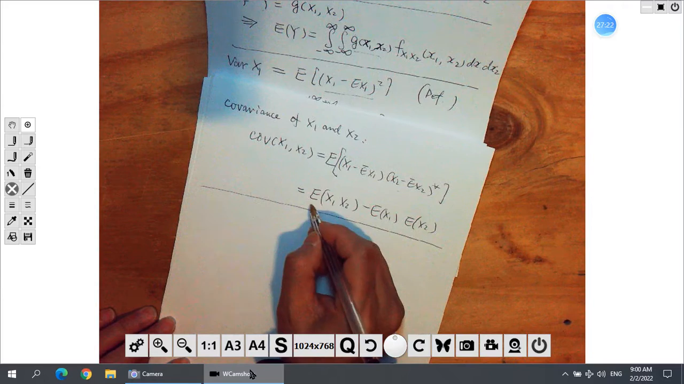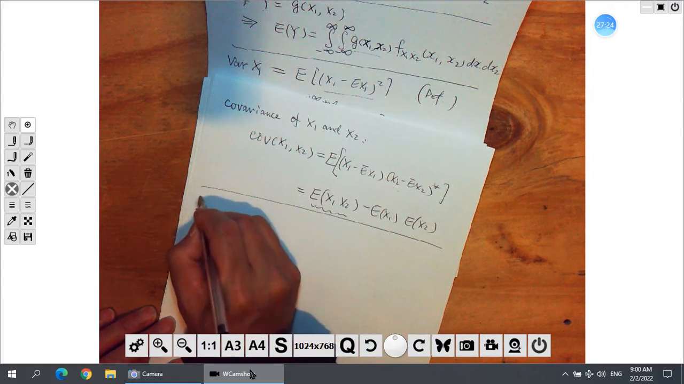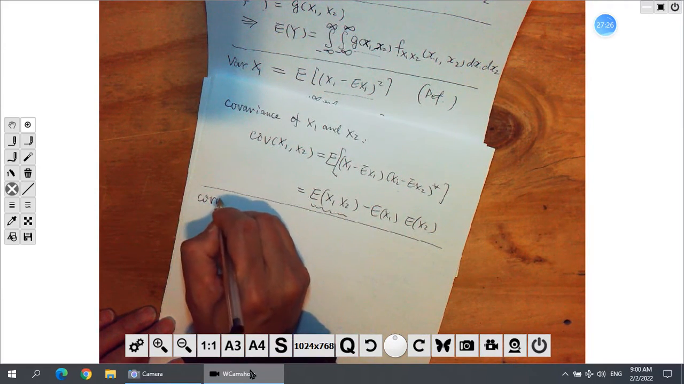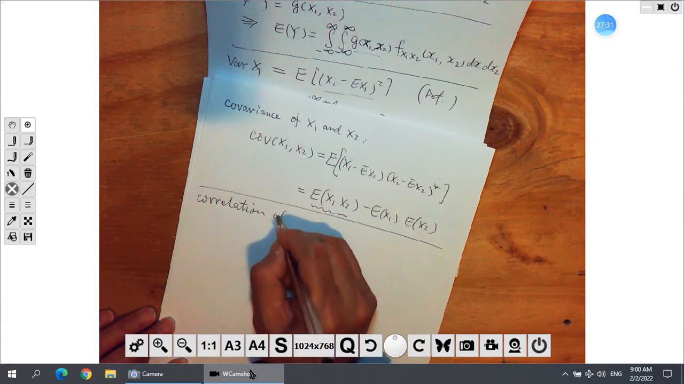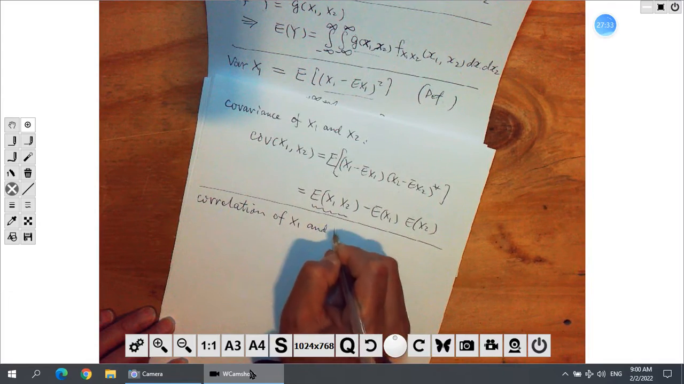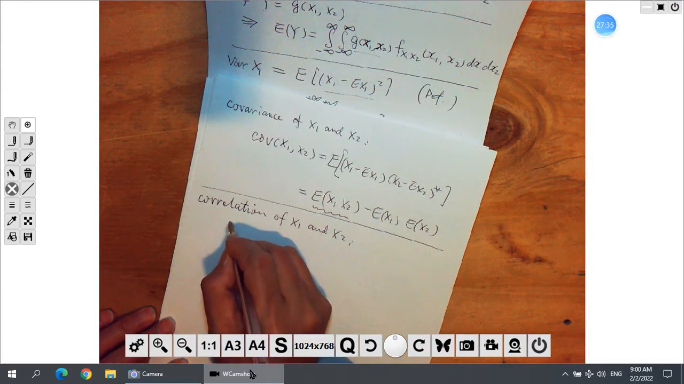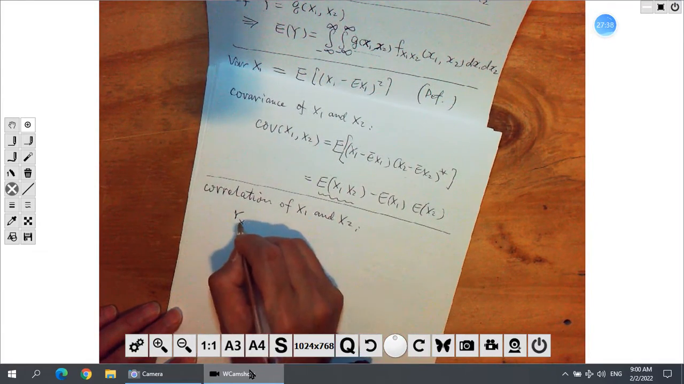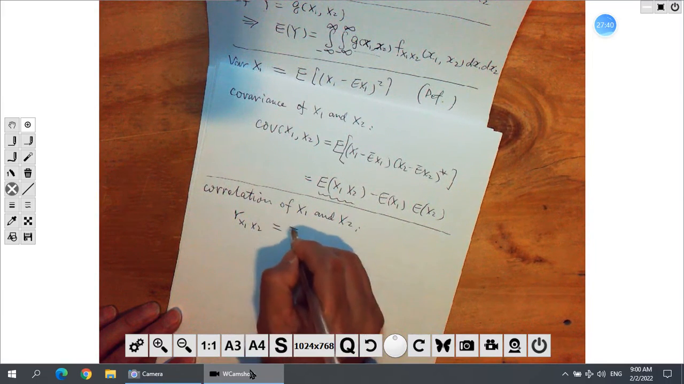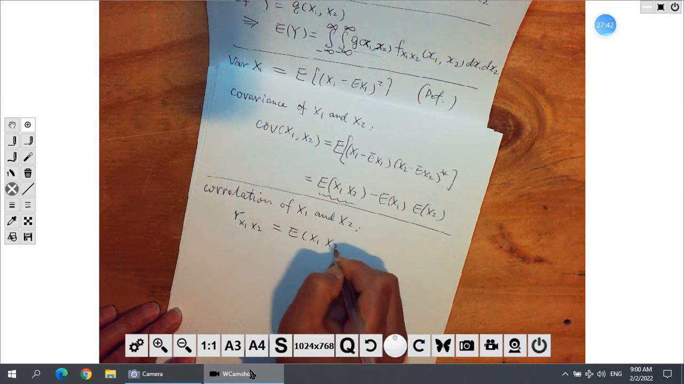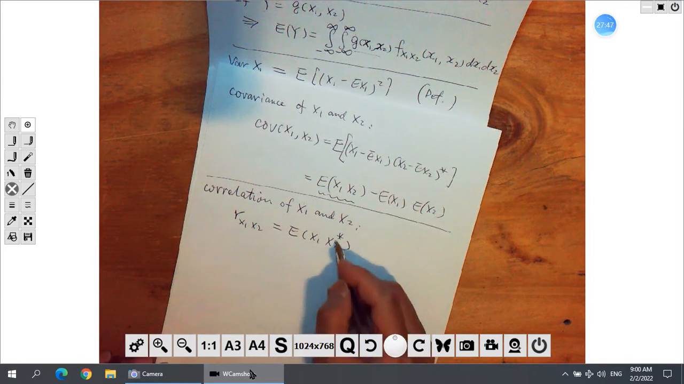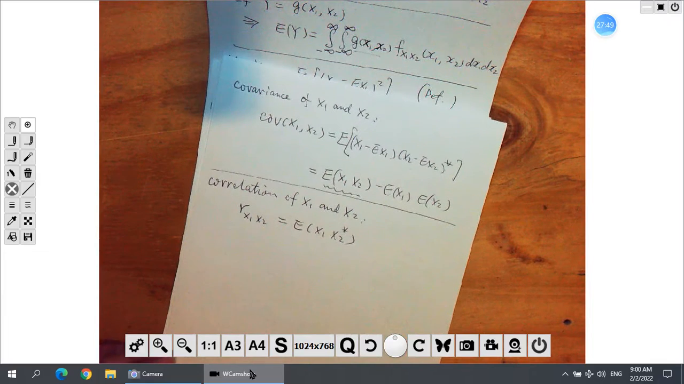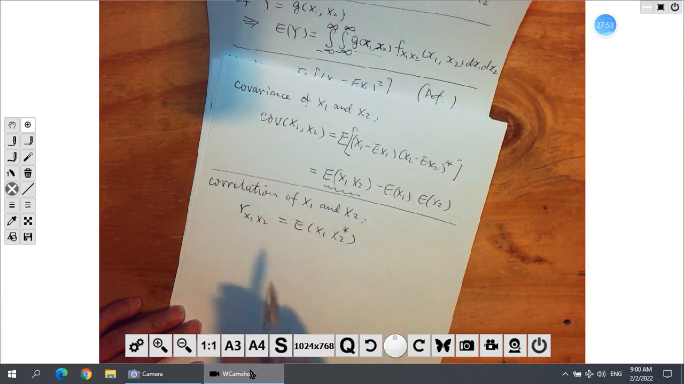And another one. Okay, this one. This is the correlation of x1 and x2. We denote it as R x1 x2. It is just E of x1 times x2 conjugate. I put it here. This one can be applied to both complex numbers and real numbers. Okay, so this is the correlation.